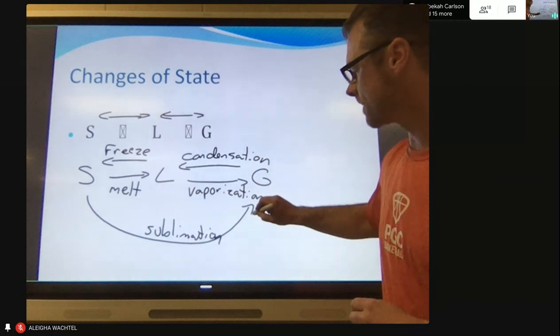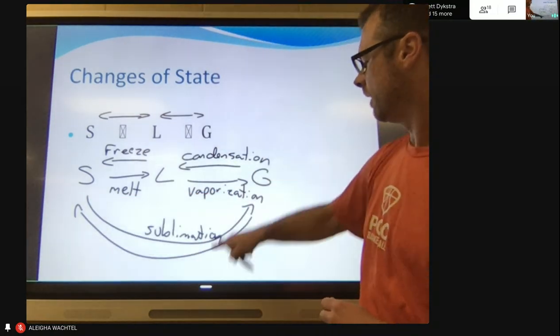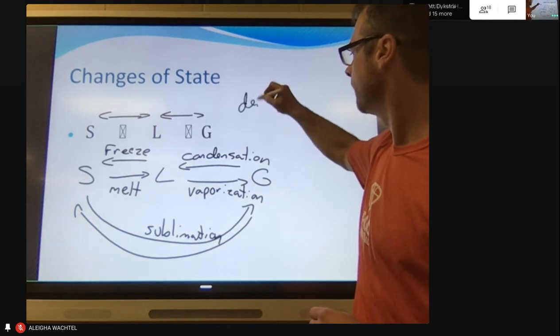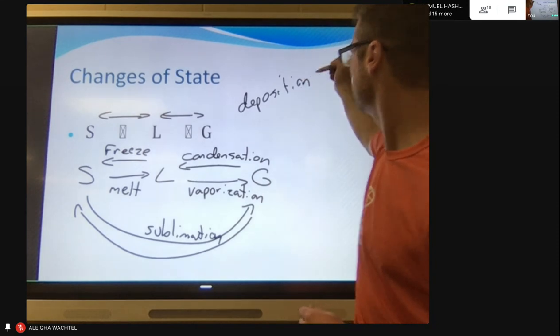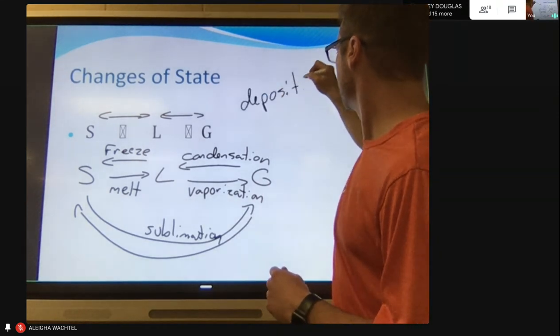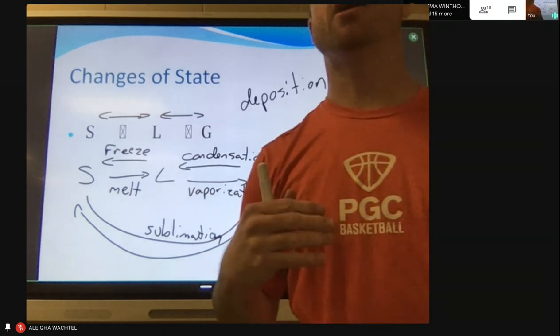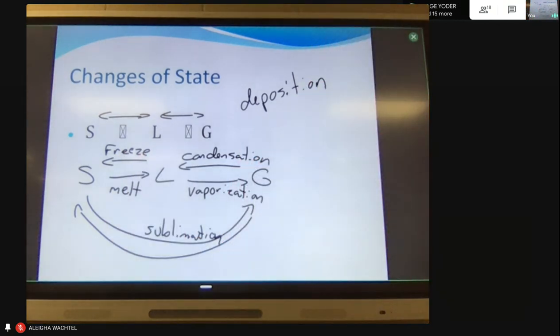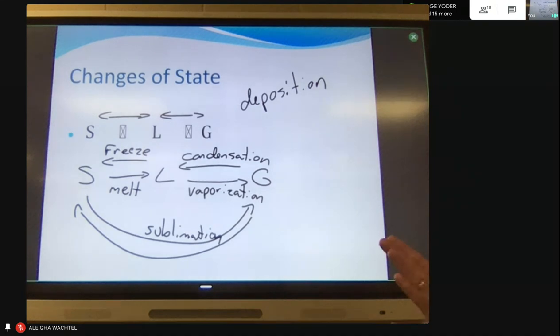The opposite process, I'm just going to write it up here. I think you guys can see this. This opposite process is called deposition. It's going from a gas to a solid. This is how frost forms on your windshield. It doesn't freeze in little droplets. It looks like pretty little snowflakes on your windshield. It's very annoying. Okay. So those are the changes of state that we're going to look at.